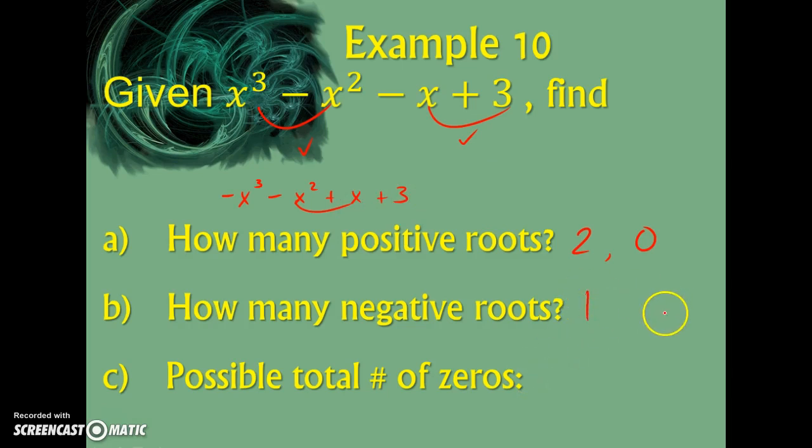We can't have -1 negative roots, so our playout is either 2 and 1 or 0 and 1. Possible total number of zeros. Well, max degree is 3, so we could potentially have 3 zeros at the most. So odds are it's probably going to be 2 positives and 1 negative. It could also be no real solutions, and maybe complex or imaginary, in which case you'd have 0 positive roots and then 1 negative root.